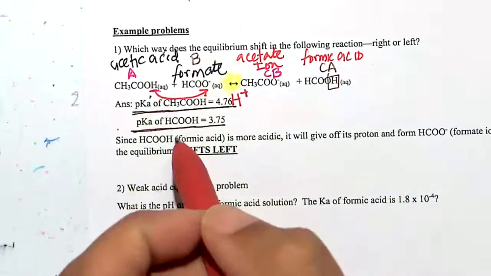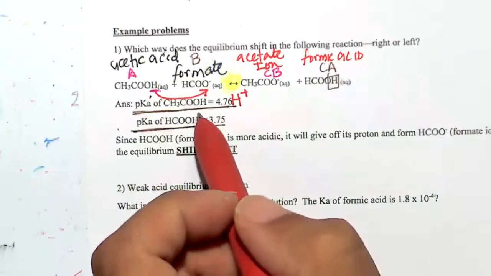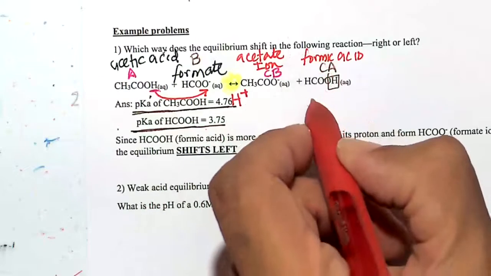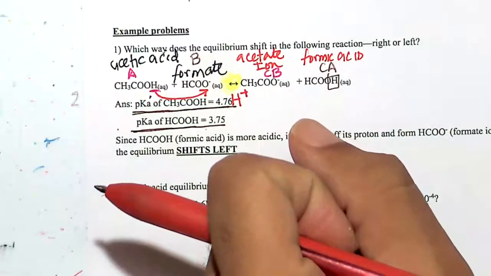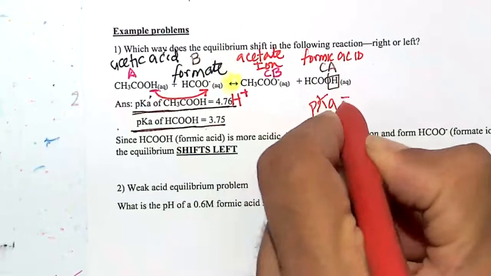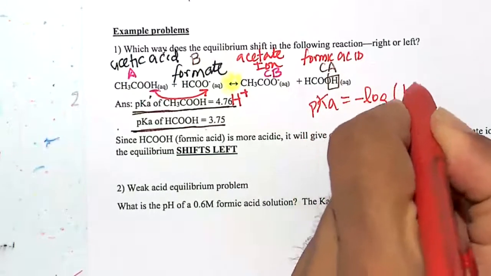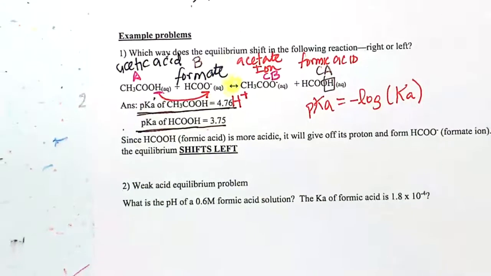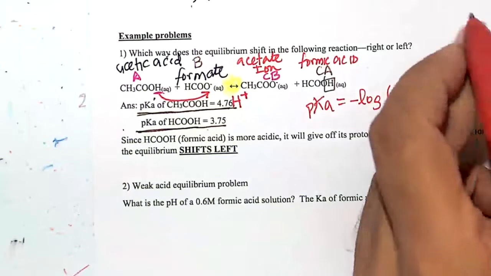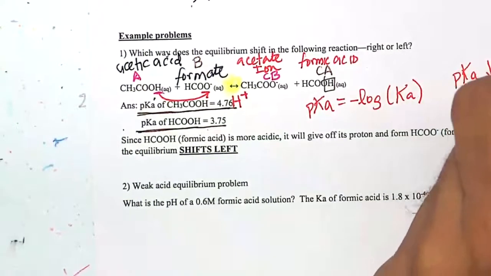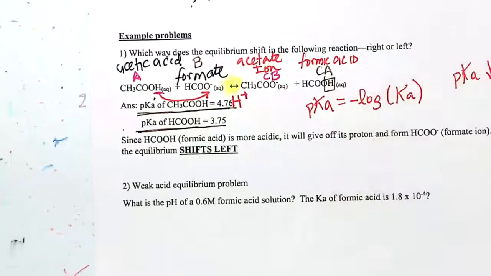Which is the stronger acid, something with a pKa of 3.75 or something with a pKa of 4.76? Here you must know this: the lowercase p in pKa stands for power. So pKa is minus the log of Ka, just like pH is minus the log of H plus concentration, and pOH is minus the log of OH minus concentration. Because of the log math, if your pKa is low, that means your Ka is high. Ka high means it's a good acid.